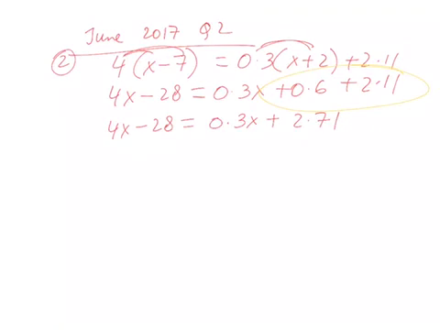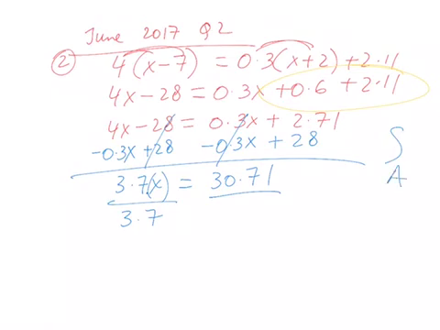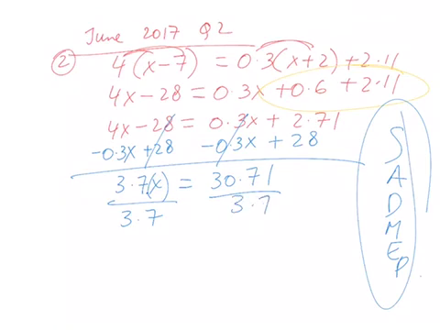Then use SADMAP to solve things. Subtract 0.3x on both sides, right? And we can even add 28 to both sides. So this cancels, this cancels. So here we have 3.7x and we have 30.71, and now these guys are multiplying, right? So we can divide. We're just using SADMAP every time. Whenever you see an equation, just look for this and do the opposite. So we end up getting x as 8.3. Answer choice 1.